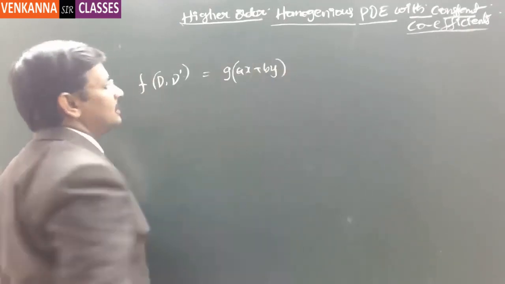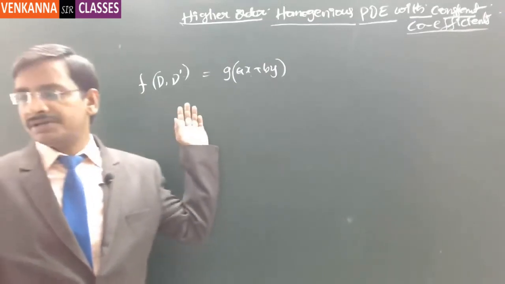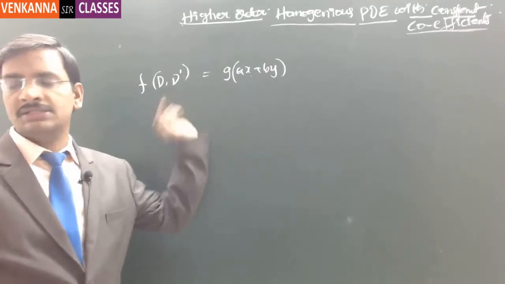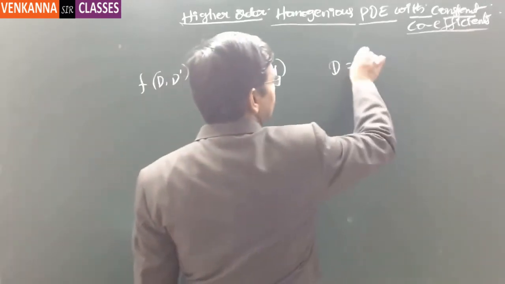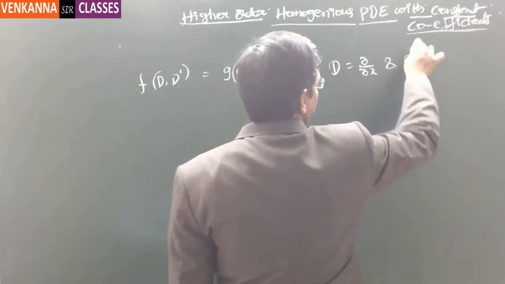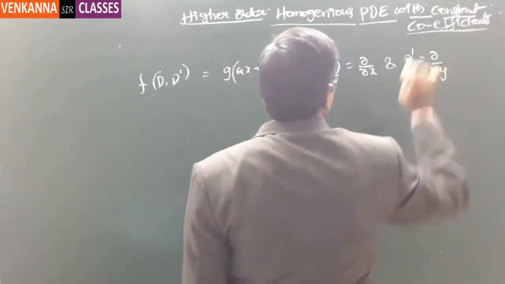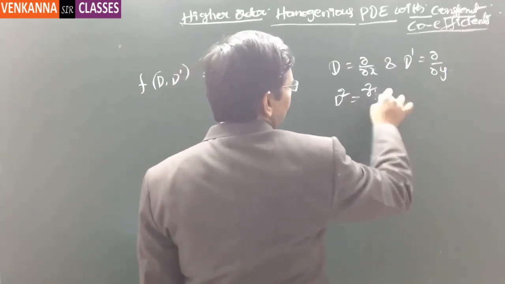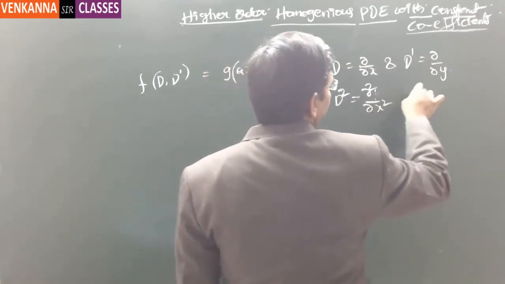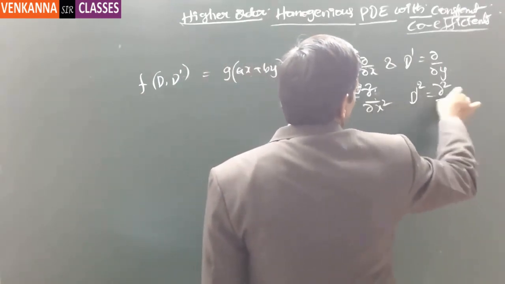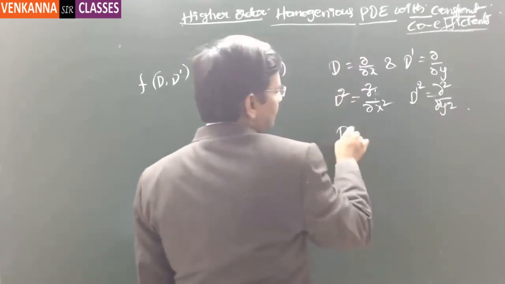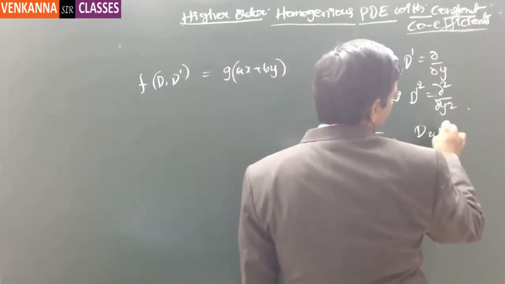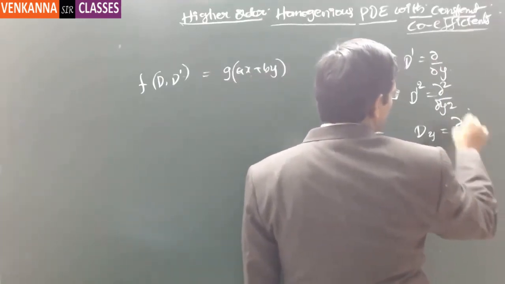If this is the format of the differential equation, then this is a partial differential equation where D is dou by dou x and D dash is dou by dou y. The terminology we are going to use is D square is dou square by dou x square, and similarly D dash square is dou square by dou y square. Sometimes this is represented as Dx, dou by dou x, and similarly dou by dou y as Dy.